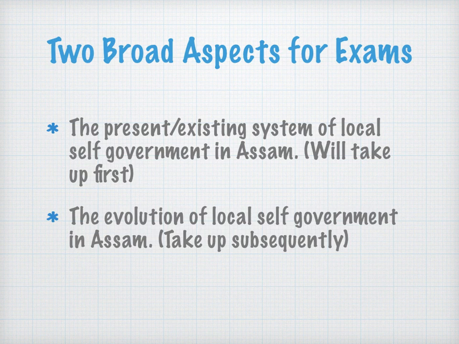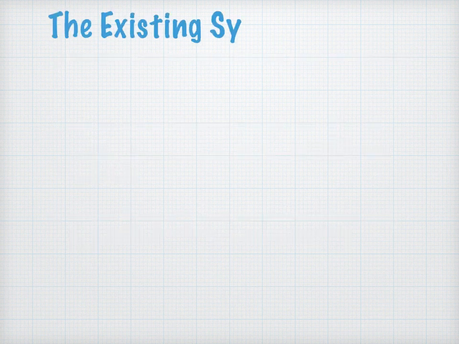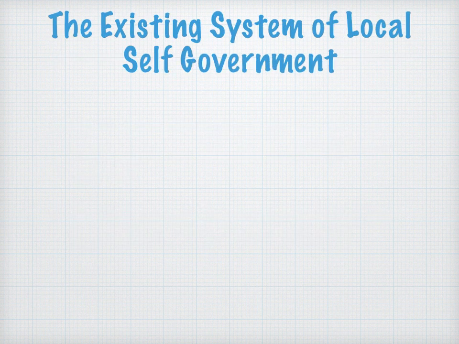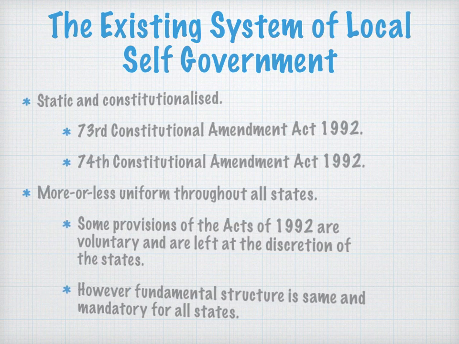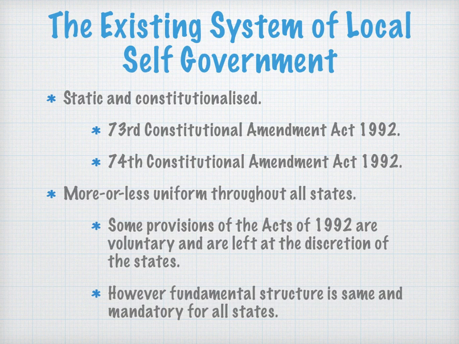So we begin with the present or existing system of local self-government in Assam, because it is in a way static, and the provisions have more or less been constitutionalized. The 73rd Constitutional Amendment Act of 1992 and the 74th Constitutional Amendment Act have constitutionalized the provisions of local self-government in India, and hence the provisions that are applied by various states are more or less static and uniform throughout the country.